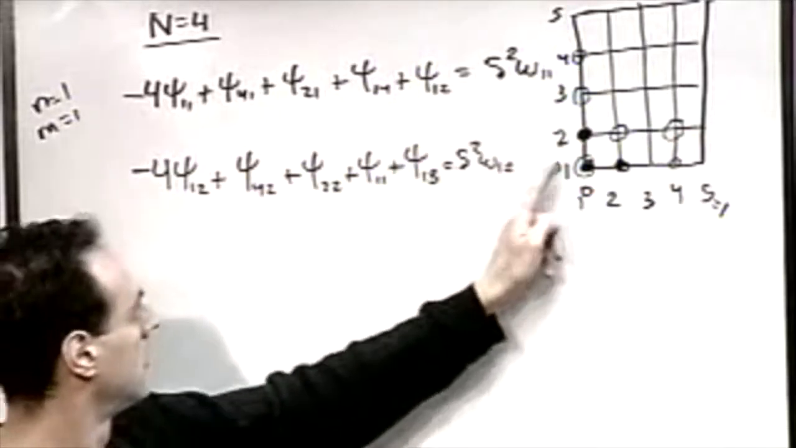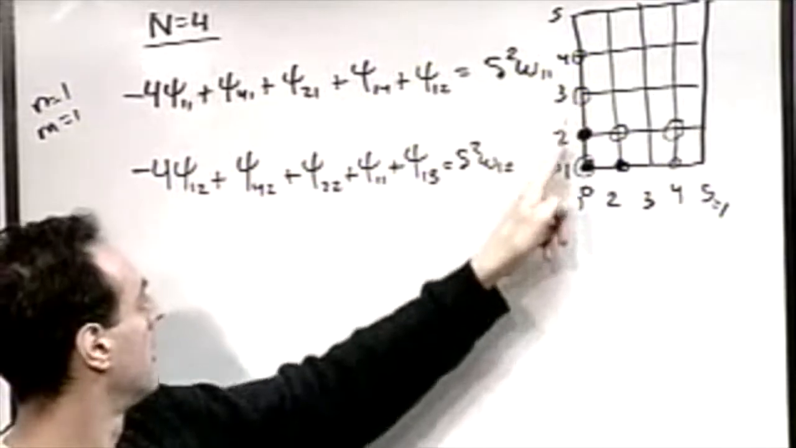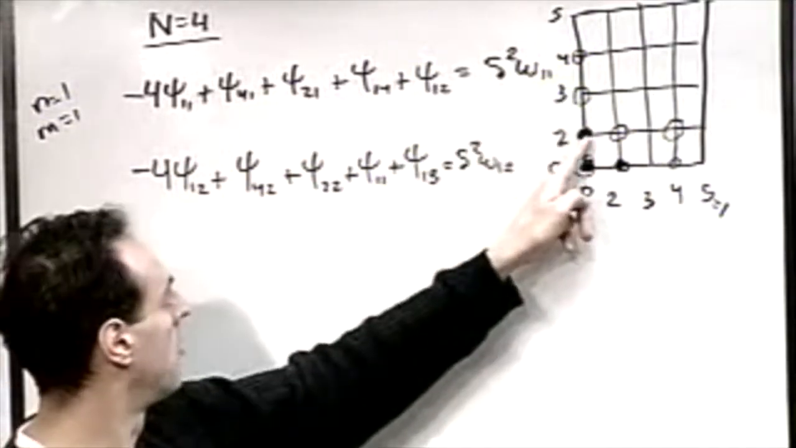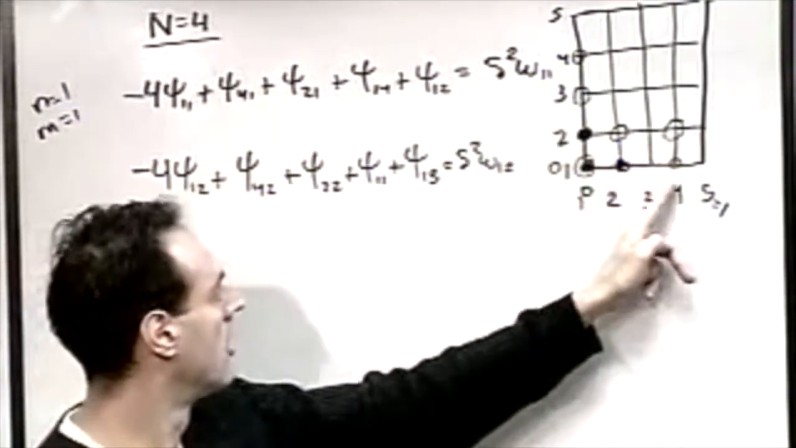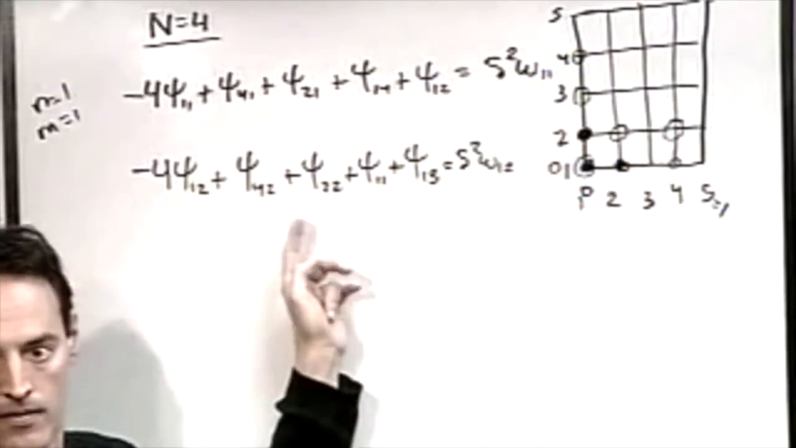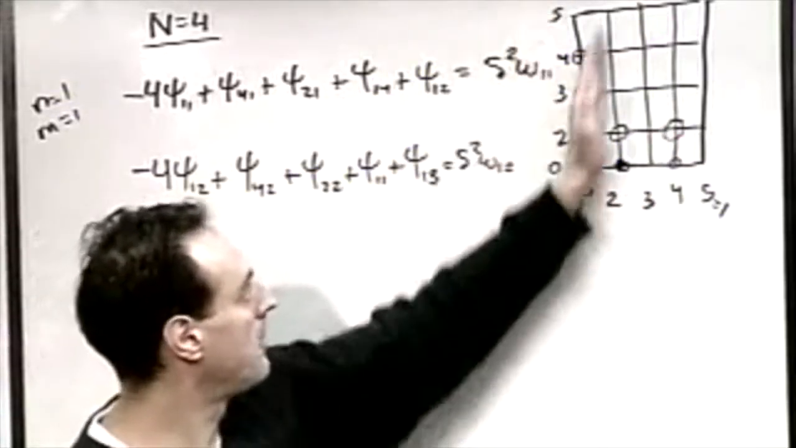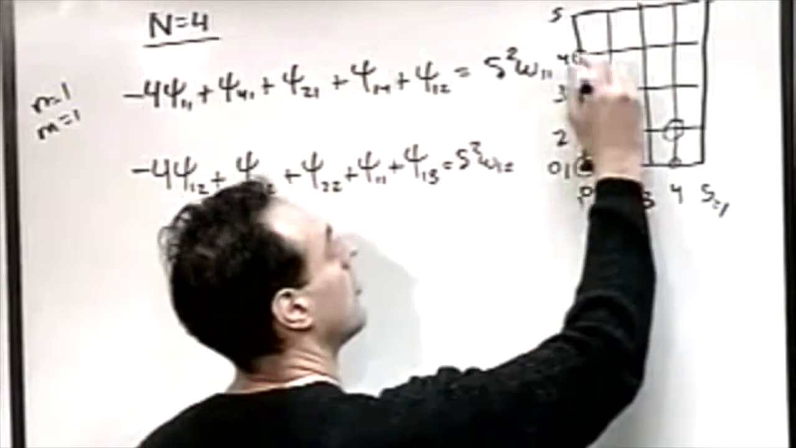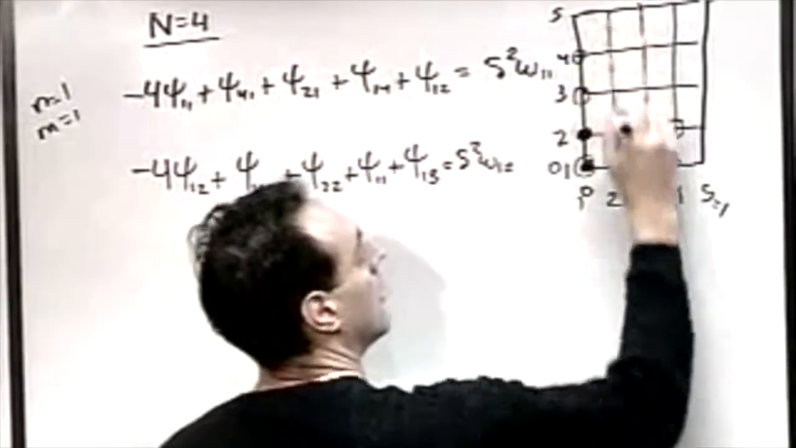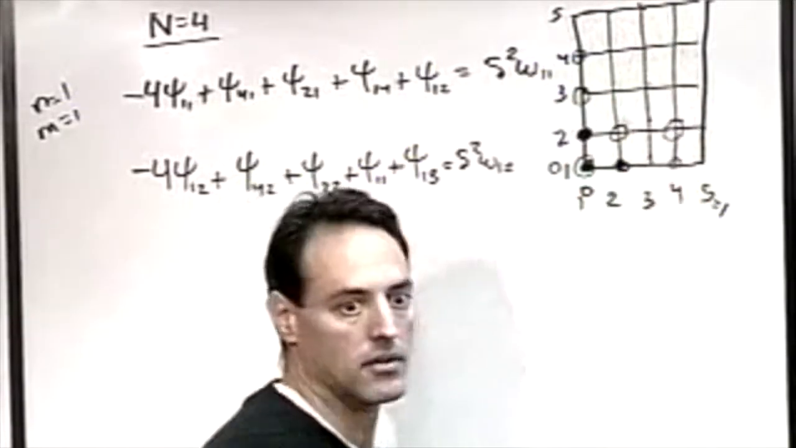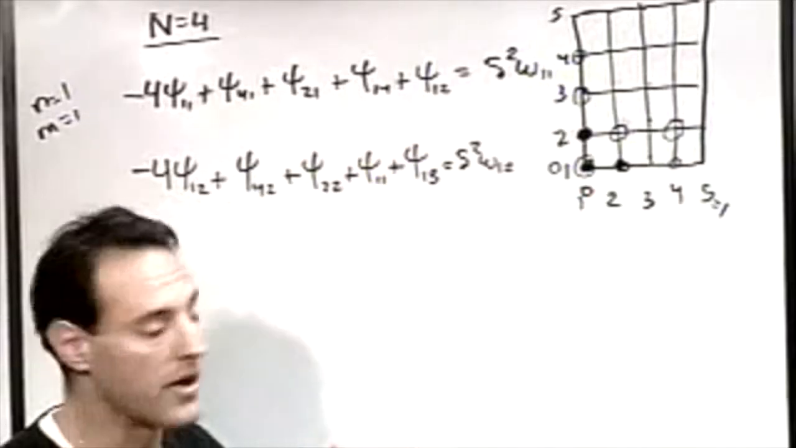Oops, 2, 2, excuse me, because over 2, up 2. This point here is 1, 3. And then this point over here, which is 4, 2. And you just basically go up and you do it for every single one of these points on your domain.